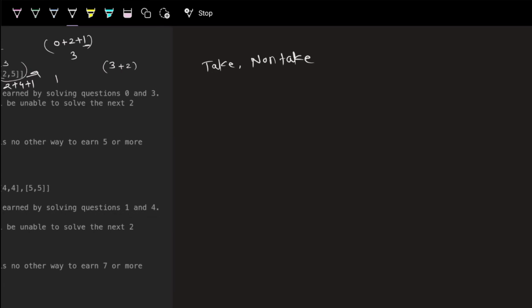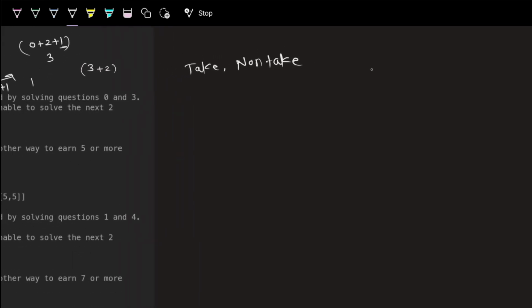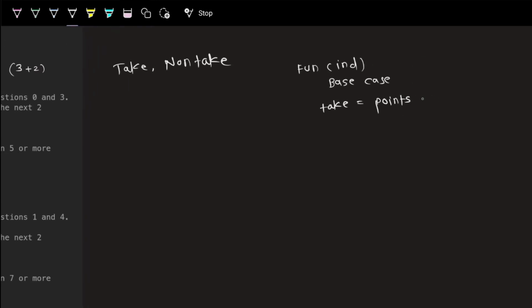So the take, non-take pattern basically says that we have some kind of function, for example let's call it func, where we take the index, and we have some base case here, and we have choices. Take it: if I'm taking it, then I get some points, and then I go to the next function, func of index plus something, where we jump to the next index. And same for non-take: we don't get any points, so it is 0 only, and I just jump to the next index, index plus 1, according to the given problem.